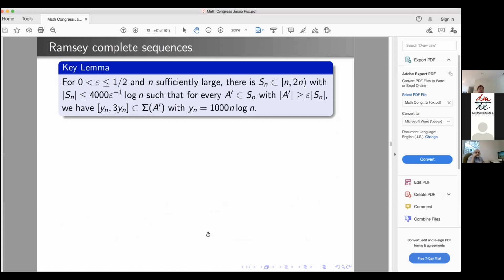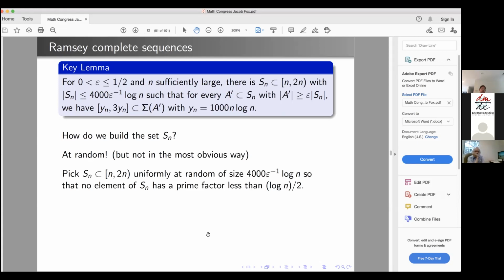And in combinatorics, one of the natural things to do is to try to build a set at random. This is a very common tool. It's part of the probabilistic method in combinatorics. So you'd like to pick the set S_n at random, but you don't do it in the most obvious way. If you picked a random subset of, say, n to 2n, half of the elements are going to be even, roughly. And if you took A prime to be the even elements, then with epsilon say a third, A prime would not contain a whole interval, and its sigma of A prime would not contain a long interval because it would only contain even numbers. So we have to skew S_n away from having a lot of elements with small factors. So we're going to pick S_n uniformly at random of the given size that we'd like it to be, so that no element of S_n has a prime factor less than log n divided by 2.